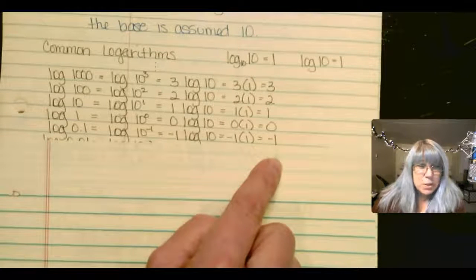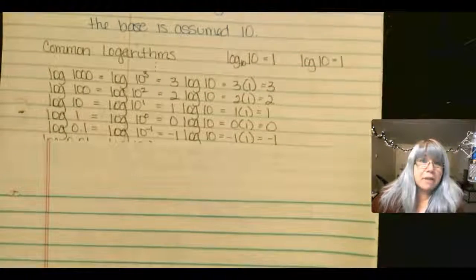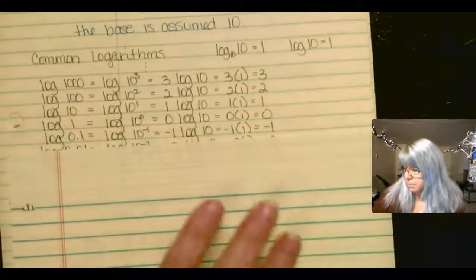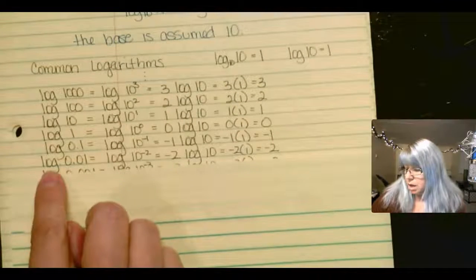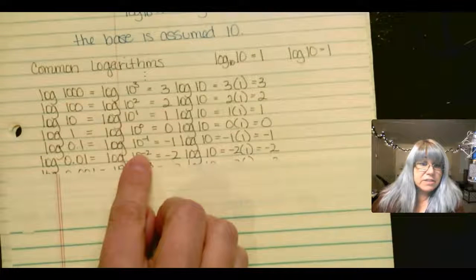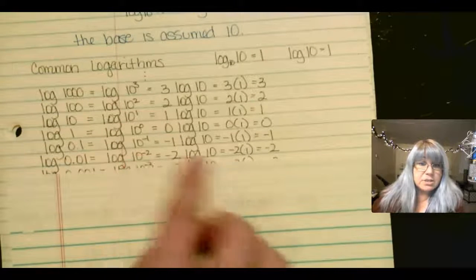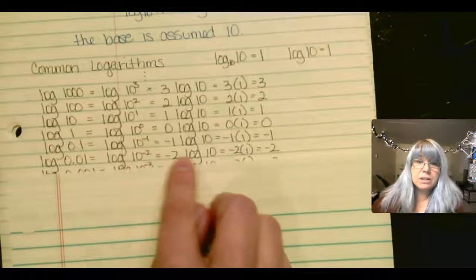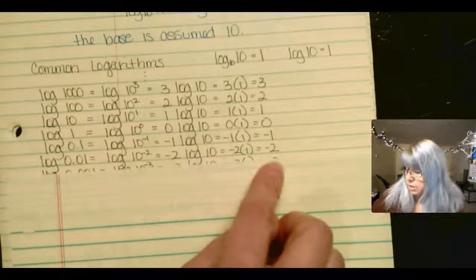See kind of where this is going? If anything, these aren't too bad, right? These are kind of fun to do. Once you get the hang of it, no problem. All right. Log 0.01, I can write that as log 10 to the negative 2. Therefore, my answer is going to be negative 2. Bring the negative 2 out front. Log 10 is 1, therefore it's negative 2.